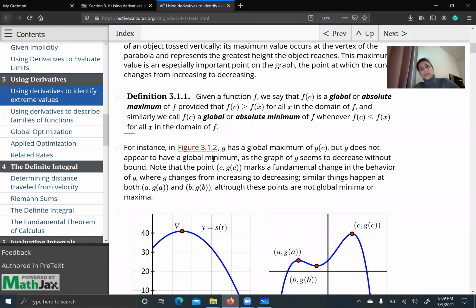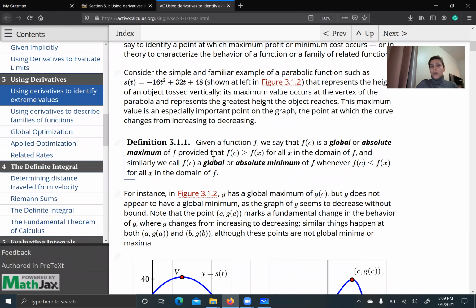So let's first start with interesting points. What do we mean by interesting points? When you have a function, what are the interesting points that we want to study? For example, one of them is called global or absolute maximum. You can either go by global or absolute. I oftentimes use the word absolute. Absolute maximum or absolute minimum. So what is absolute maximum and absolute minimum?